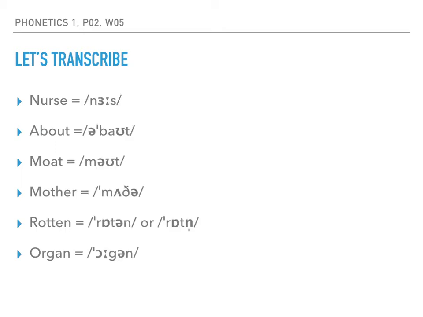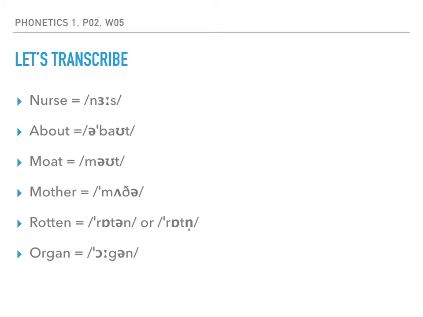Here are the answers to the transcriptions from the previous slide. If you look at the following words, we can see that we're using the main vowels that we're going to be looking at this week, starting with nurse, and notice here how we don't use the R, about, beginning with the schwa, and then we have the ow noise. We then have moat, the same noise that we have, for instance, in go.